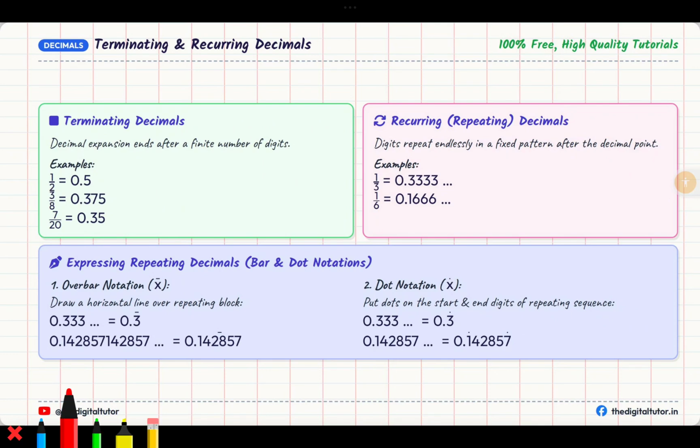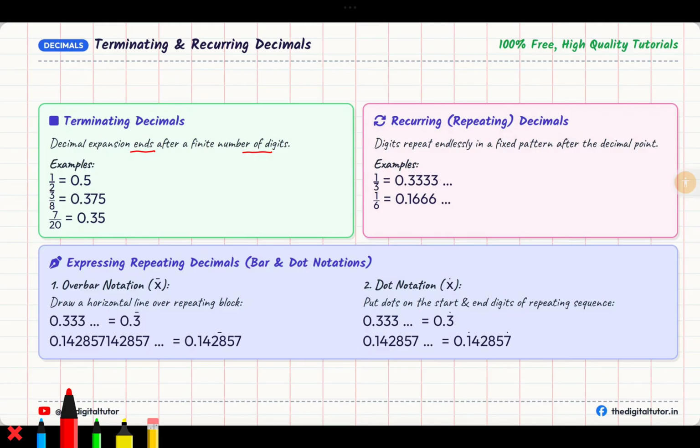Now we'll come to the concept of terminating and recurring decimals. For terminating decimals, the decimal expansion ends after a finite number of digits. So let's look at half. 1 by 2 is basically 0.5. 3 by 8, if you divide, you will find out that it is 0.375. Similarly 7 by 20 is 0.35.